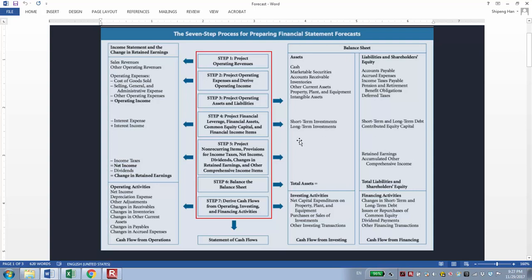Okay, now step 3, project operating assets and liabilities. Operating assets and liabilities are relevant to the operating activities. These are examples of operating assets and liabilities. Now we forecast each of them.